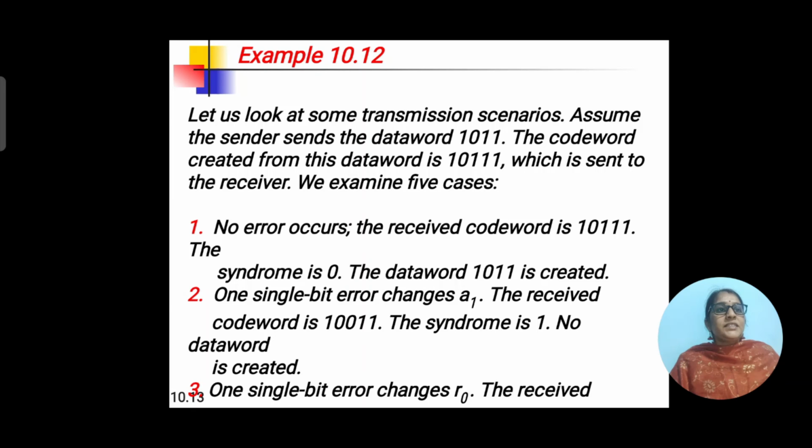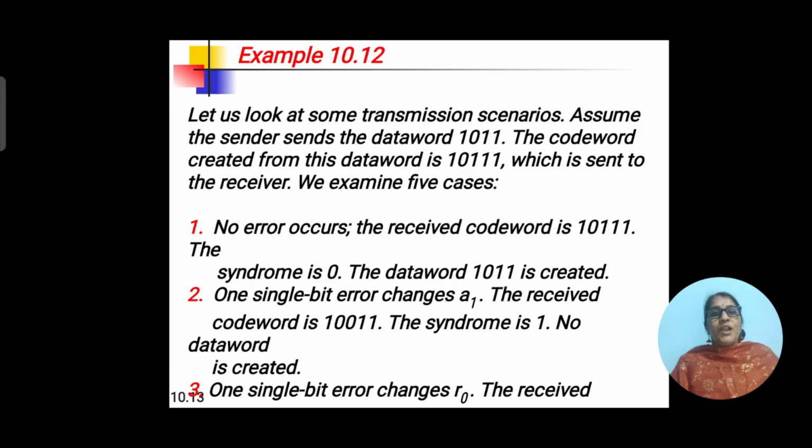Let's look at the same transmission scenario. Assume the sender sends the data word 1011. The code word created from this data word is 10111, which is sent to the receiver. We examine 5 cases. First one is no error occurs. The received code word is 10111. The syndrome is 0. The data word 1011 is created.